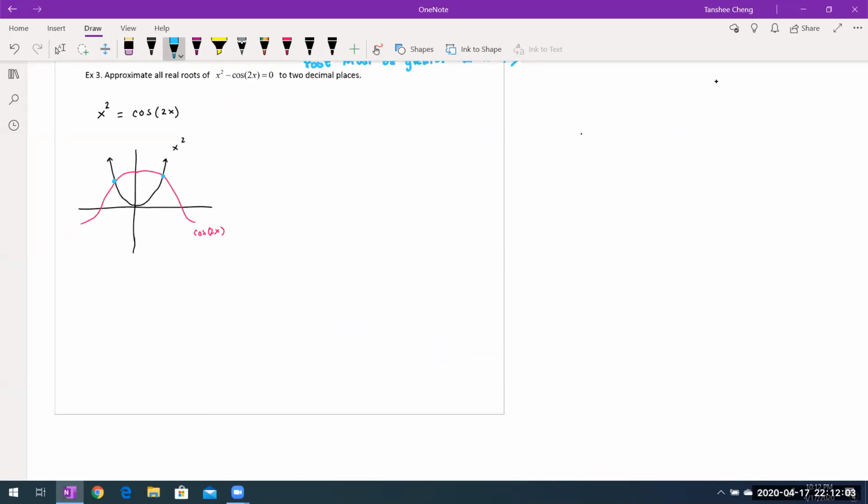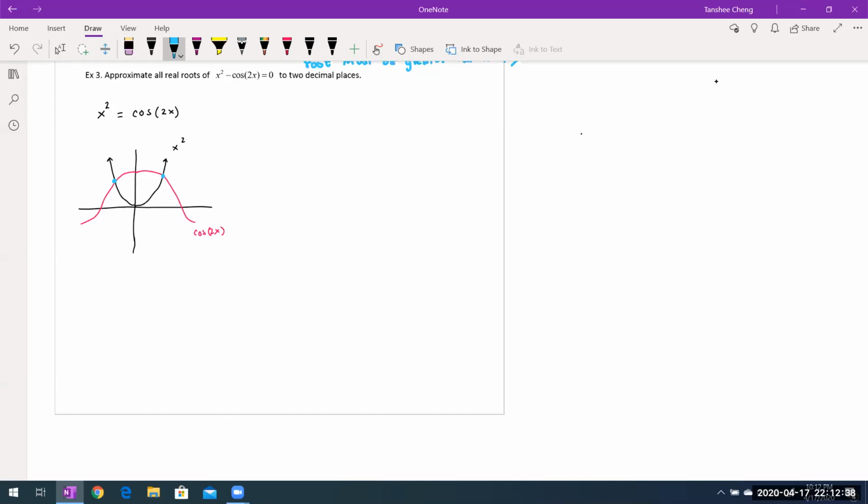So example 3 asks us to approximate all real roots of x squared minus cosine 2x equal to 0, and then we want to approximate to 2 decimal place accuracy, right? So let's take a look around. This is the type of problem very similar to something that we couldn't solve in 3.5 example number 2, right? 2x equal to tangent x, that type of problem. By hand, you might not be able to compute that.